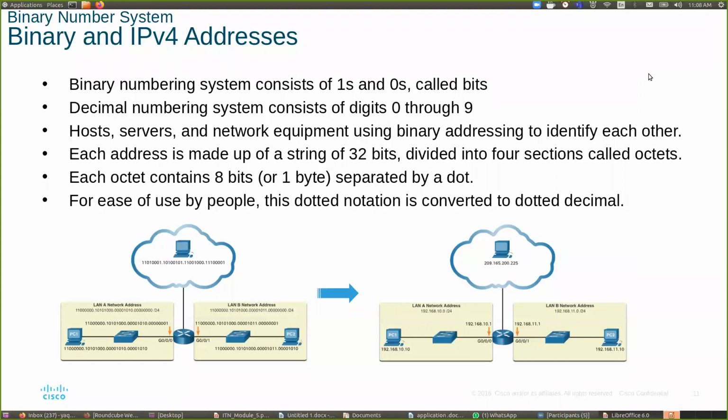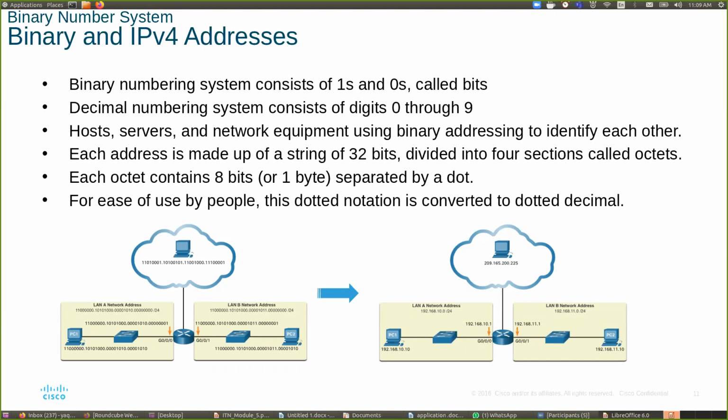So an IP address is a string of 32 bits. You'll see an example of an IP address. Today I'll give you a demo on the board because you need to understand this very well. An IP address is a string of 32 bits that is divided into 4 sections, and each section is called an octet. And each octet contains 8 bits.